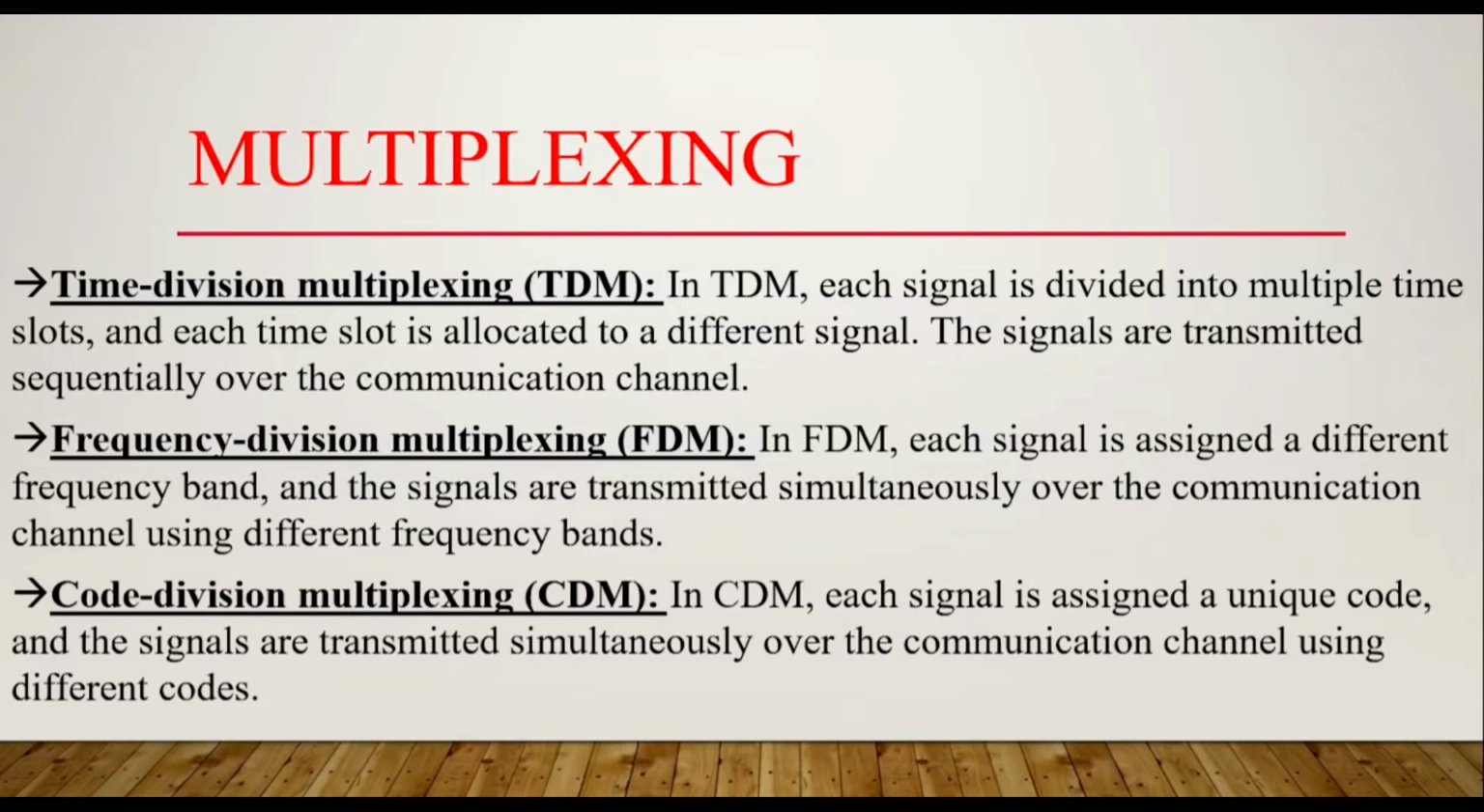The second point is frequency division multiplexing, or FDM in short. In frequency division multiplexing, each signal is assigned a different frequency band, and the signals are transmitted simultaneously over the communication channel using different frequency bands. The next and last multiplexing type is code division multiplexing, or CDM in short. In CDM, each signal is assigned a unique code, and the signals are transmitted simultaneously over the communication channel using different codes.